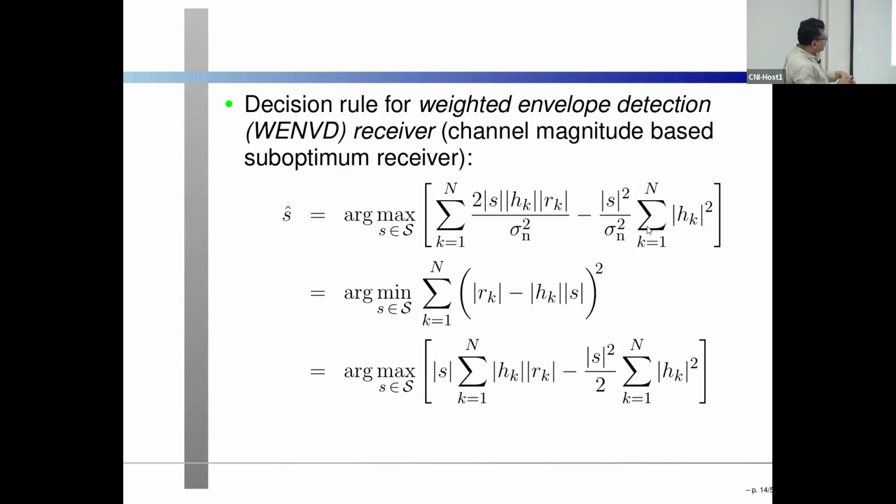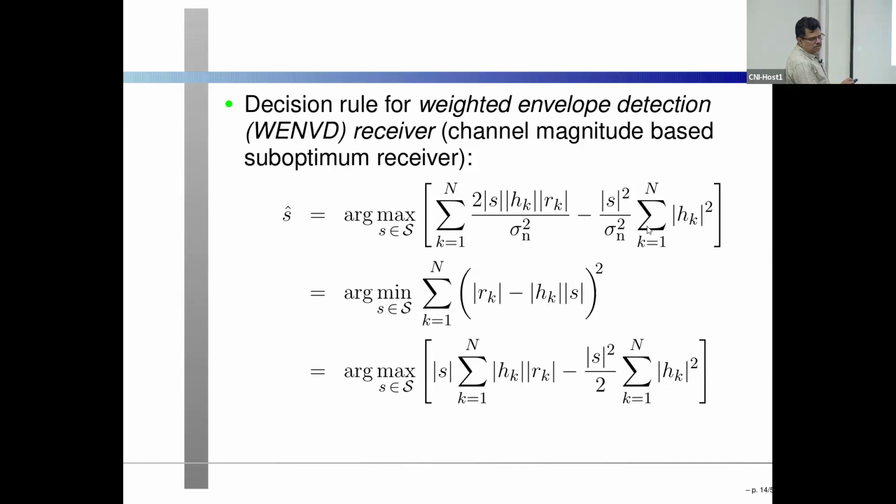But that is not the only way. There is another way to think. The thing is that I am trying to match RK with mod HK times S, to get a suboptimum detector. So you can match it with any power. Here I have matched with the mod. It will be optimum for high SNR, that's all, but it is suboptimum.